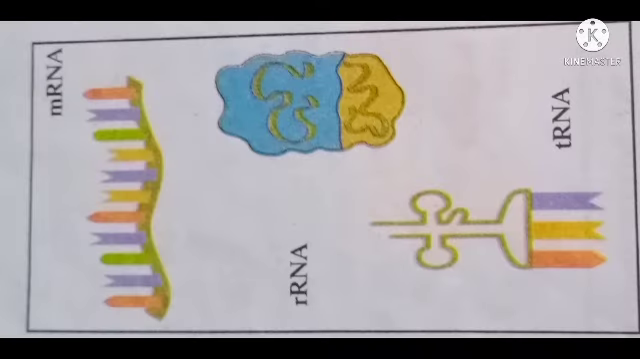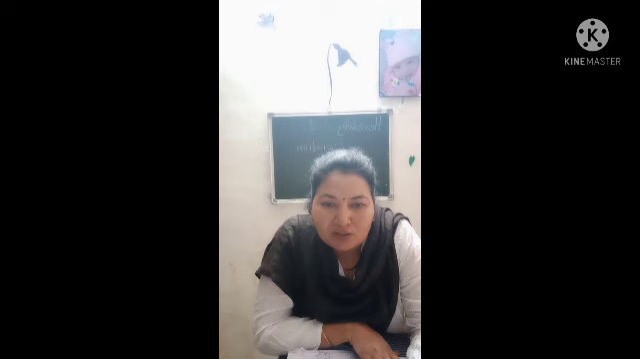There are 3 types of RNA. The first one is mRNA, second one tRNA, and third one rRNA. mRNA means messenger RNA, rRNA means ribosomal RNA, and tRNA means transfer RNA.